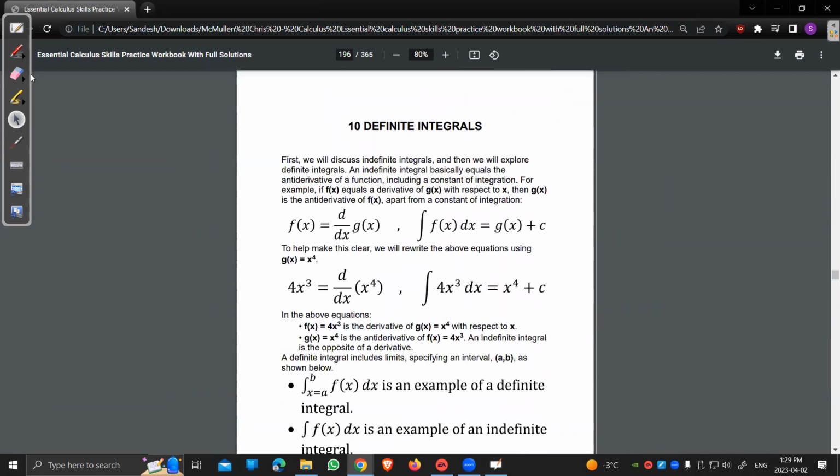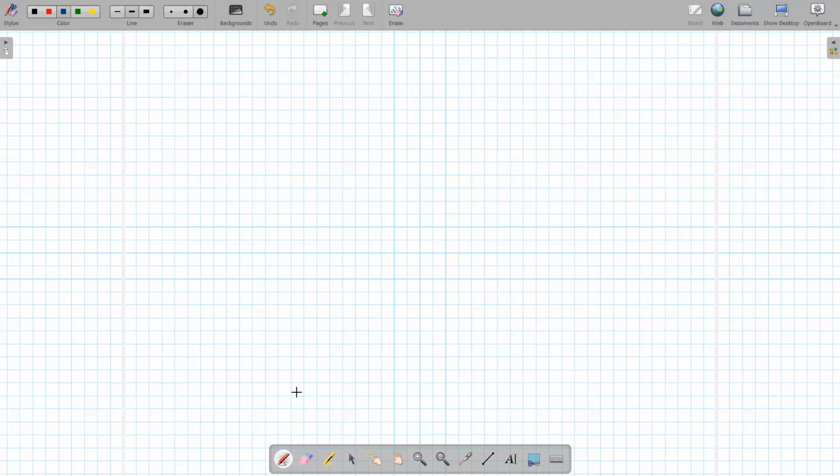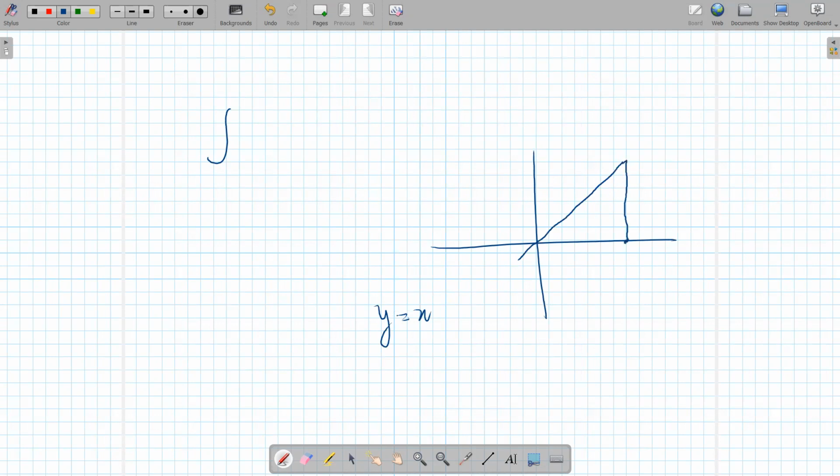All right, so the next one is called definite. What does definite integral mean? It means there's going to be a bound. There's going to be a lower bound and an upper bound. So let me show you a quick example. Let's say we want to find the area underneath y equals x, right? It looks like this, right? Let's say we want to go from 0 to 4 on the x.